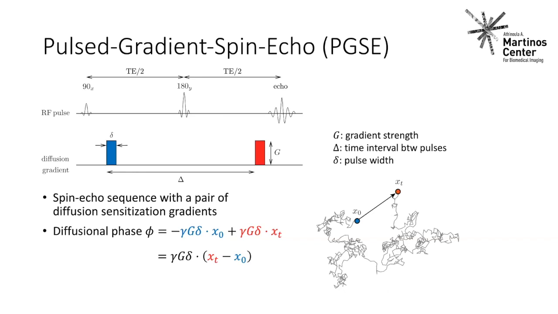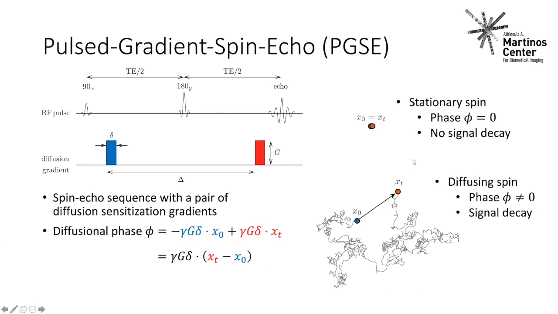When we apply diffusion gradients, water molecules get a diffusion phase. We notice that the diffusion phase during the first and second pulse gradient has a different sign because of this 180° refocusing pulse. And second, we notice that the diffusion phase during each gradient pulse is proportional to the position of the water molecule. In other words, the diffusion phase is proportional to the diffusion displacement.